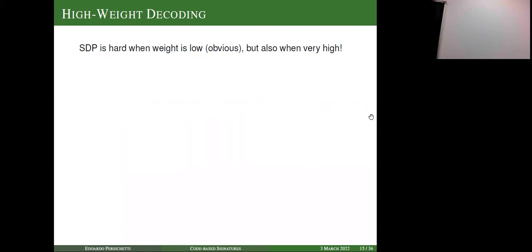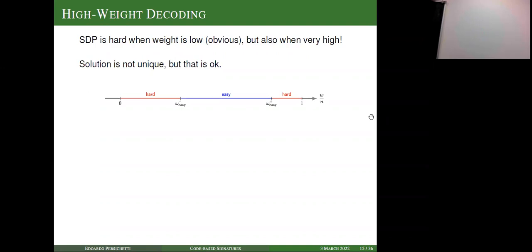So we can take a vector of very high weight instead of very low weight. If you look at this, the solution is not unique, but essentially there's a range here where we're just doing linear algebra, and we don't want that. But if my weight is here, then it's hard. The GV bound is around here, and there we get uniqueness. But if I can somehow take a vector of very high weight, then it's hard again to find such a vector. Does this work better?